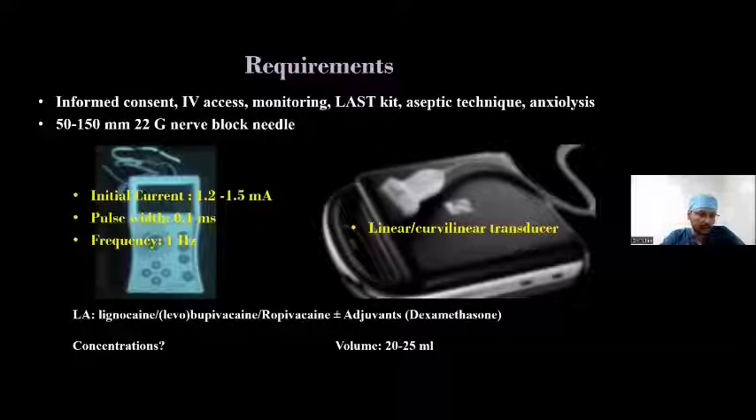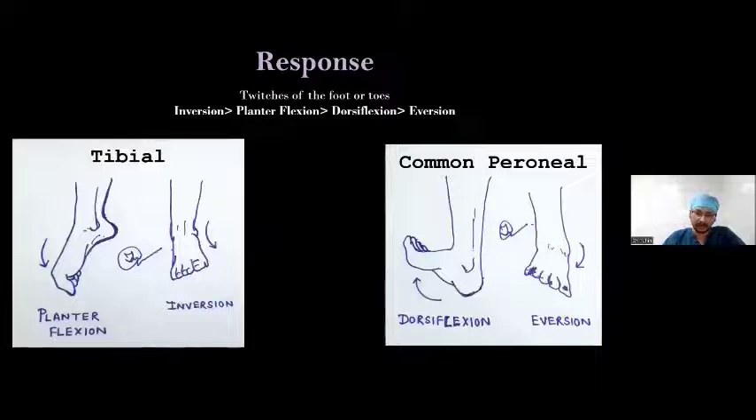If you are using this block for analgesia, then a concentration like 0.25% bupivacaine or 0.2% ropivacaine is enough. But you have to go for a higher concentration if you are using it for surgical anesthesia: 0.5% ropivacaine or 0.75% ropivacaine or 0.5% bupivacaine.